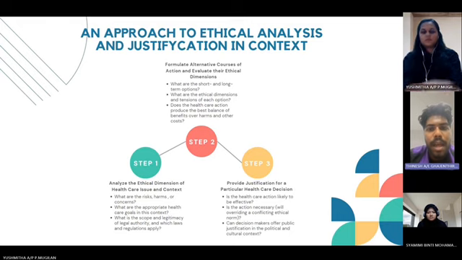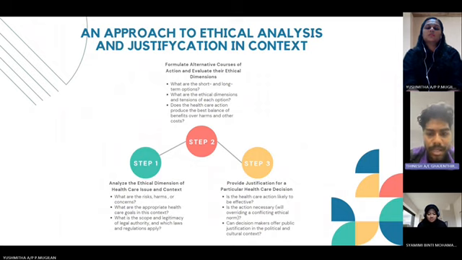Step 2, formulate alternative courses of action and evaluate their ethical dimensions. What are the short and long-term options? What are the ethical dimensions and tensions of each option? Does the healthcare action provide the best balance of benefit over harm and other costs? Step 3, provide justification for a particular healthcare decision. Is the healthcare action likely to be effective? Is the action necessary? Can the decision maker offer public justification in the policy and cultural context?